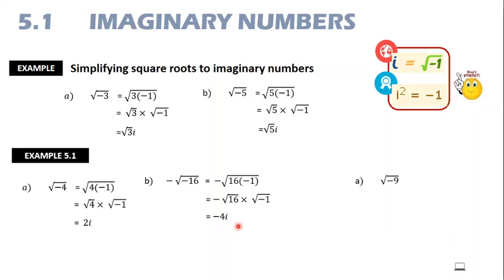Okay, let's try this question. What is your answer? Yes. For the first one, A, you will get 3i. And the second one, you will get negative 5i. Very good.